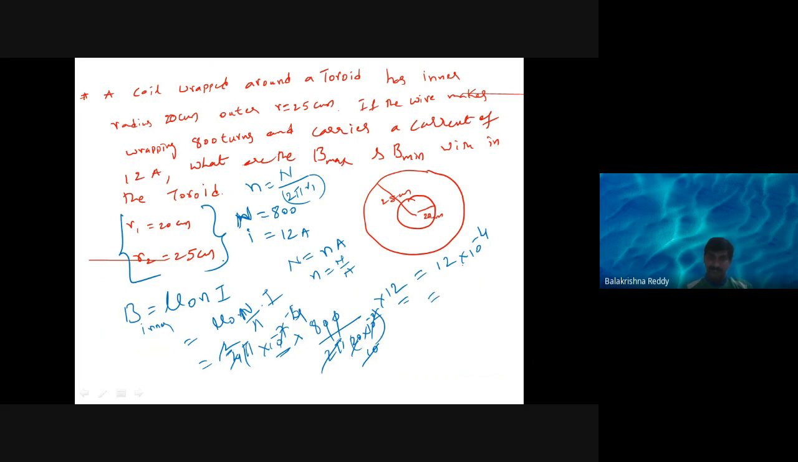So I can write this as 1.2 milli. Simply, I took this factor of 10 for the division, therefore this has come. If I multiply and divide, it will be 12. So this is the inner magnetic field, and we can write it in milli Tesla.